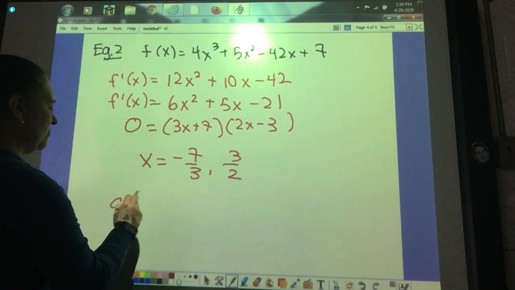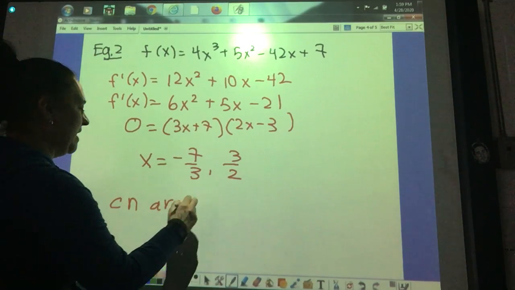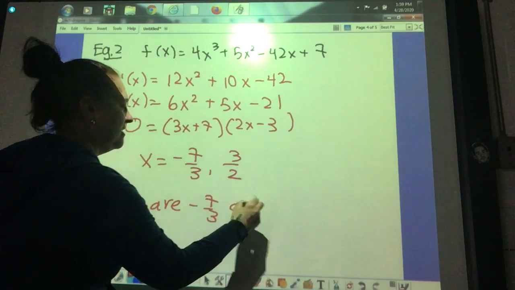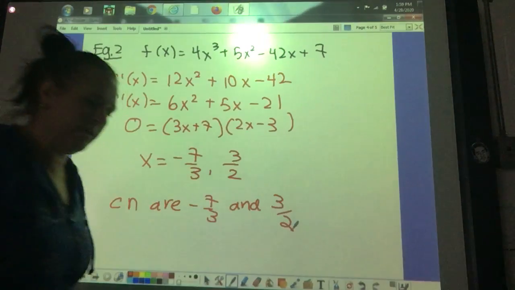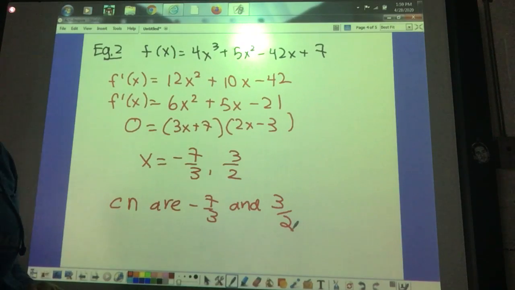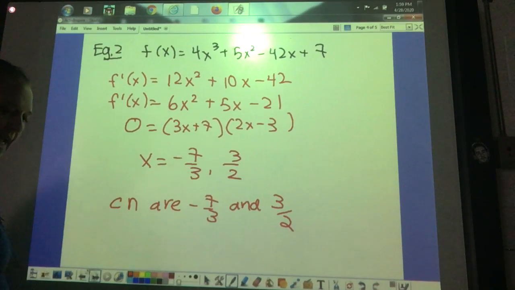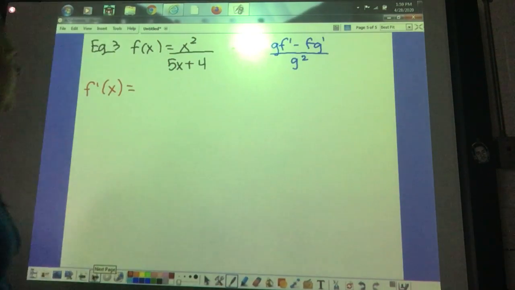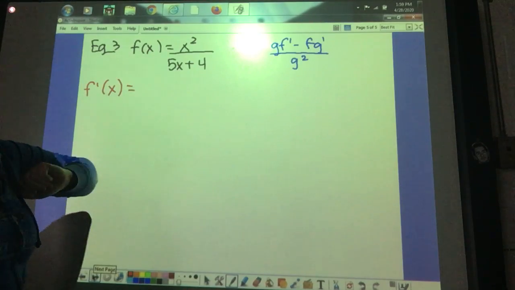So the critical numbers we would say are minus 7 over 3 and 3 over 2. Do they satisfy the original equation? Yeah, they sure do. The expression, both of those numbers are fine in there. Okay, and then the third and final example, our original function is x squared over 5x plus 4.